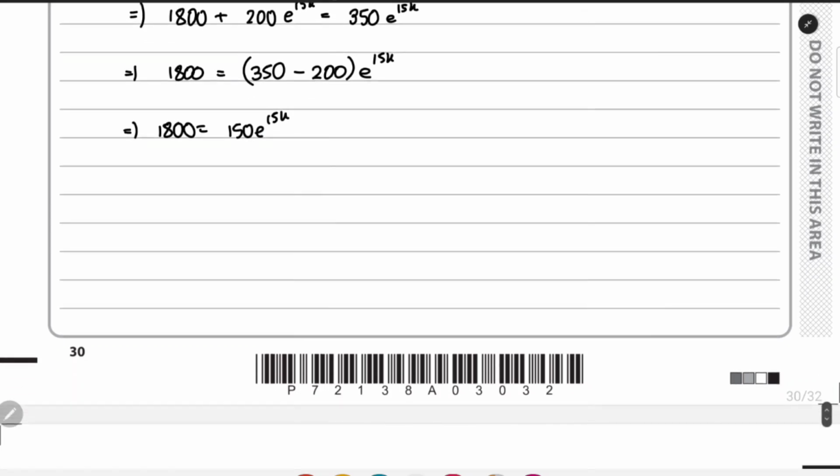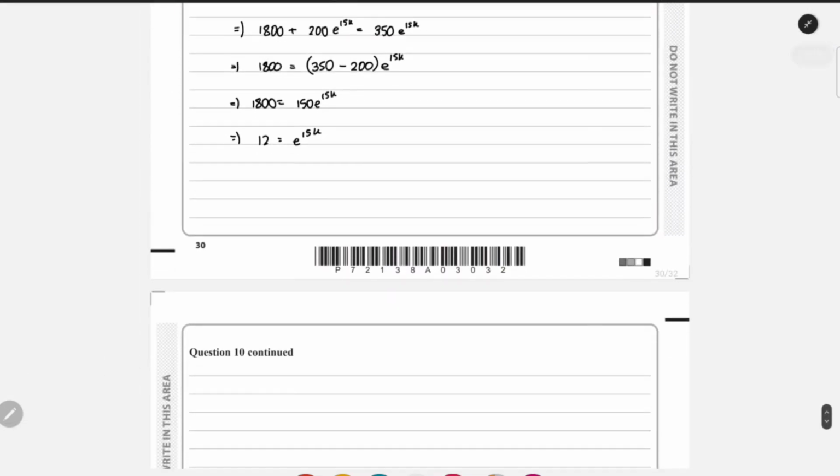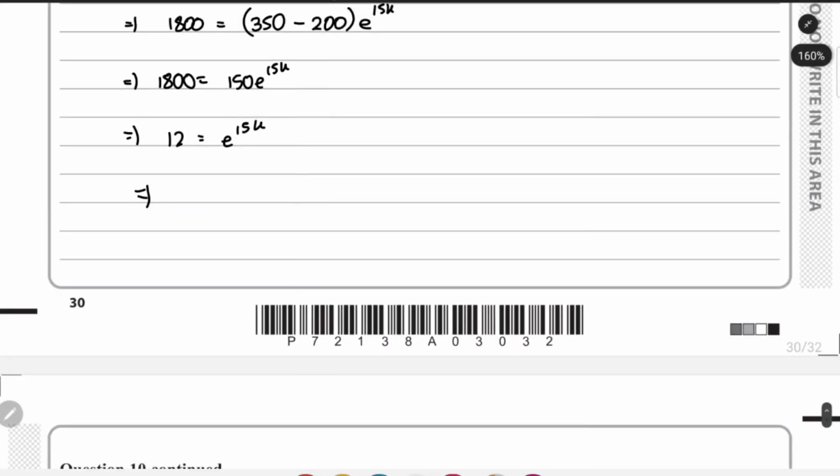Now I can divide both sides with 150. On the left I'll be left with 12, on the right I'll be left with e to the power 15k. Now I just have to find the value of k, so I'll take the natural logarithm of both sides. So ln 12 is equal to ln e to the power 15k.